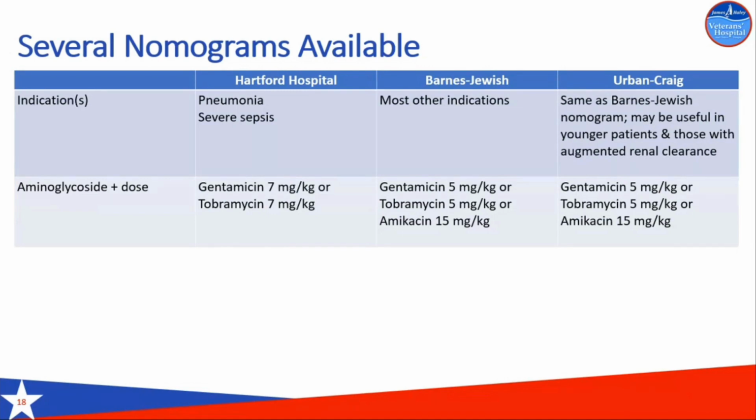If you have the antimicrobial stewardship booklet from this year, I will be referring to some of the pages that these nomograms are on. In the booklet, we only have the Barnes-Jewish nomogram, mostly because our patient population here tends to be a little bit older, and that's just our default nomogram. But if you go to a hospital that has a younger population, then you might utilize the Urban-Craig nomogram.